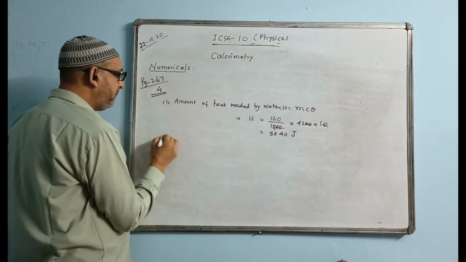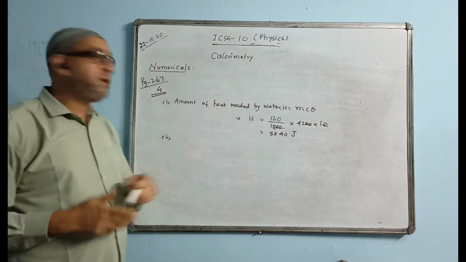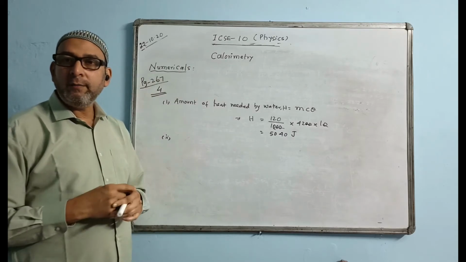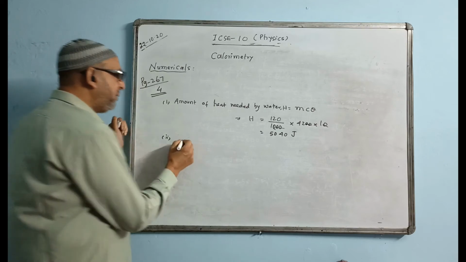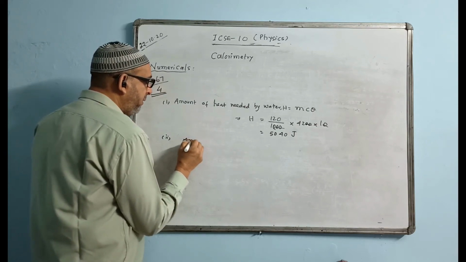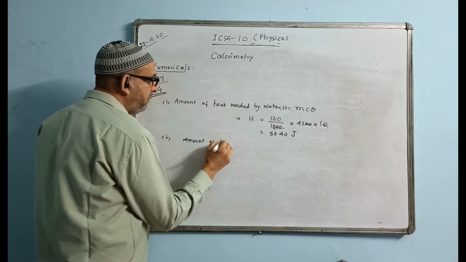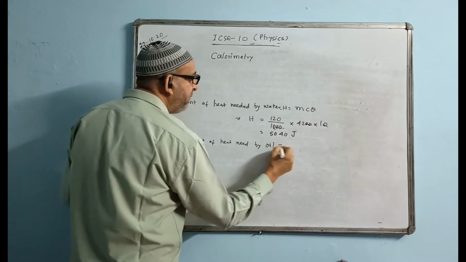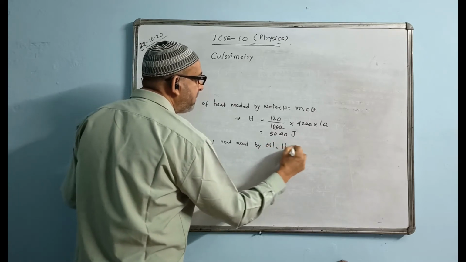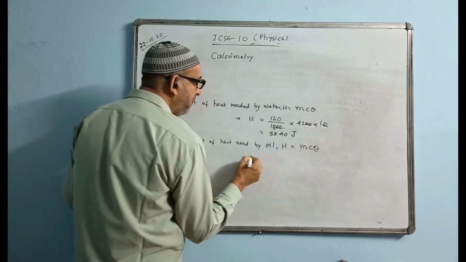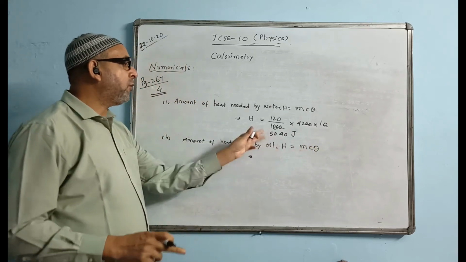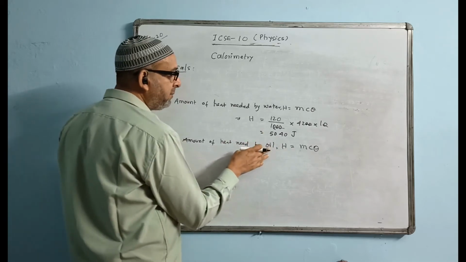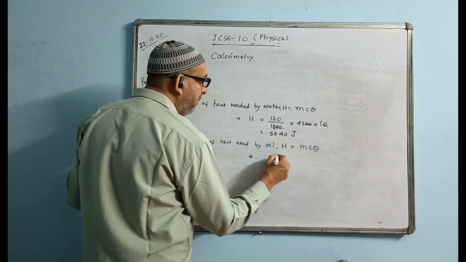Now the second part. Now the question says same amount of heat is given to raise the temperature of oil. Again you can write amount of heat needed by oil. Again same formula will follow. H is equal to mc theta. Question says same amount of heat is given. Whatever heat we are giving in the first case, same amount of heat we are giving in the second case. That is for the oil. That means H value will keep the same.